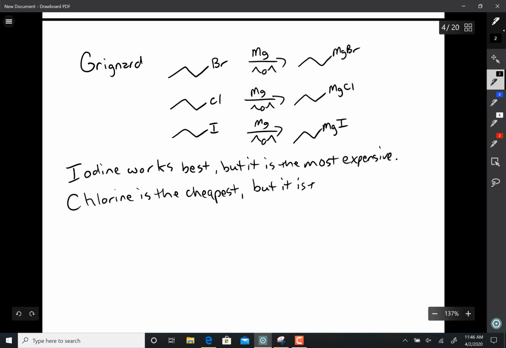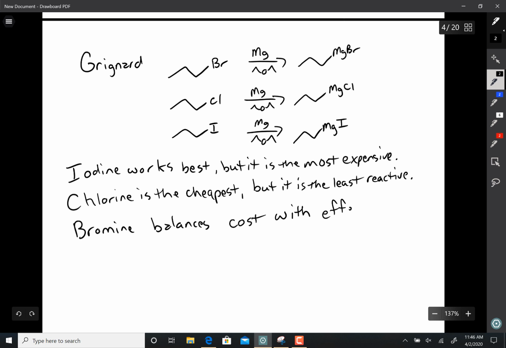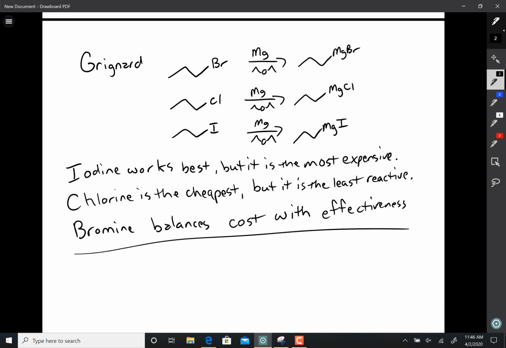But it is the least reactive. So a vast majority of Grignard reagents use the bromine, because what the bromine does is it balances cost with effectiveness. But in this class, we're not worried about the cost, so any of these things will work, and we'll accept any of them.